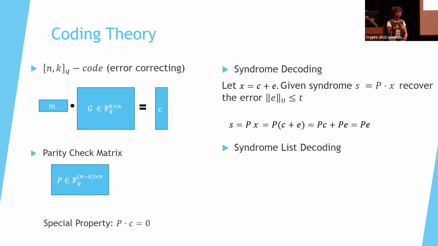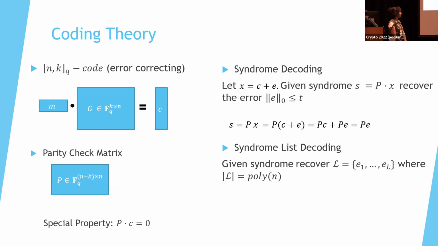Syndrome-less decoding is a similar process. Codes that are syndrome-less decodable are able to handle more error. And the difference between this and syndrome decoding is instead of recovering a unique error vector E, we recover a list of possible error vectors such that the size of that list is polynomial in n.